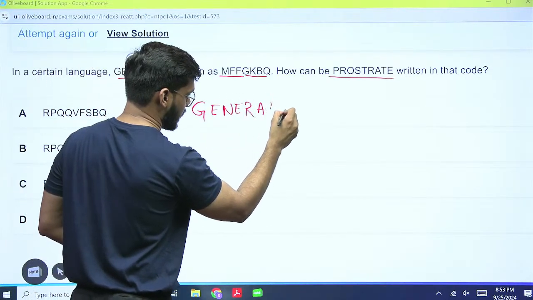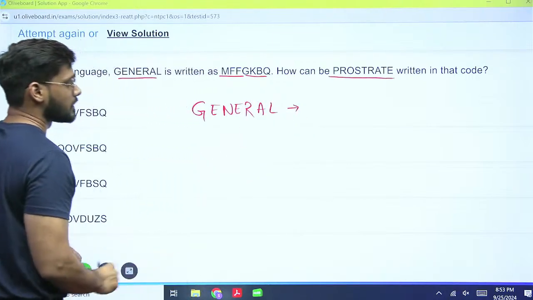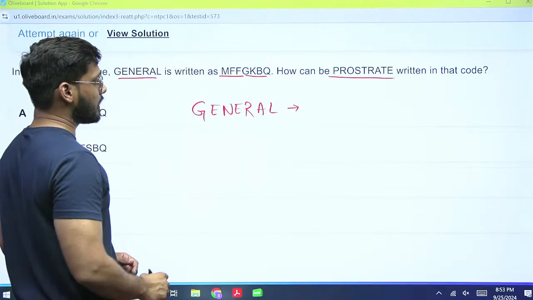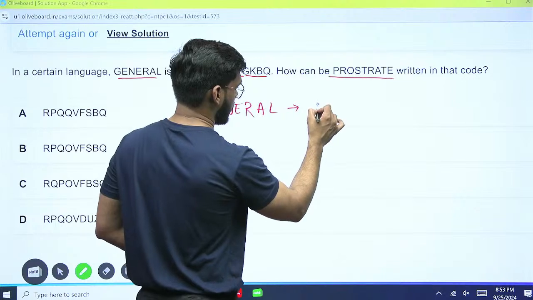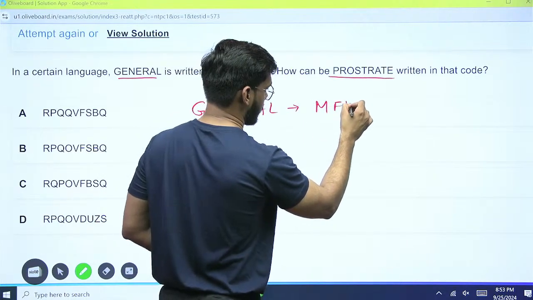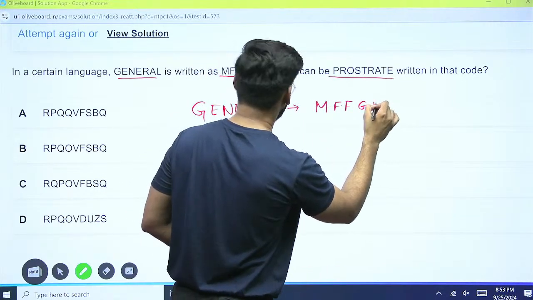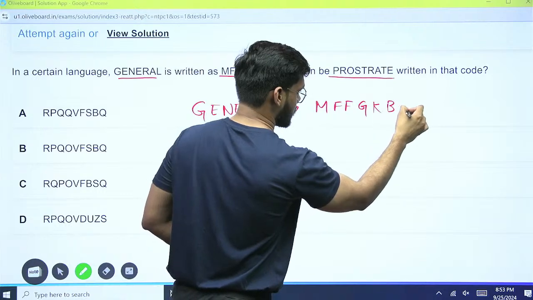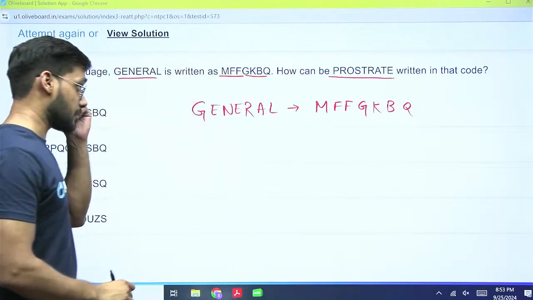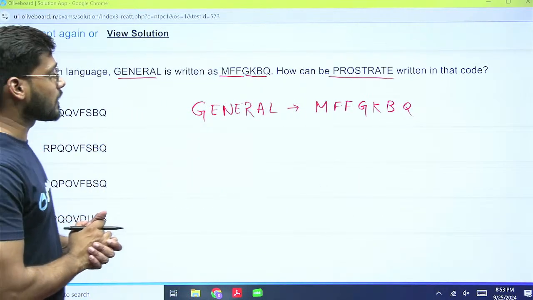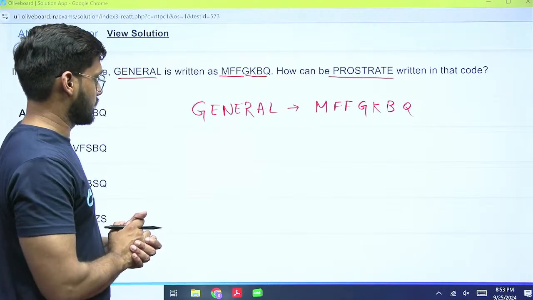GENERAL. And what is given? MFF GKBQ. MFF, GKB, and Q. Okay, so what should be the logic? What should be the pattern behind this one? Let's compare.